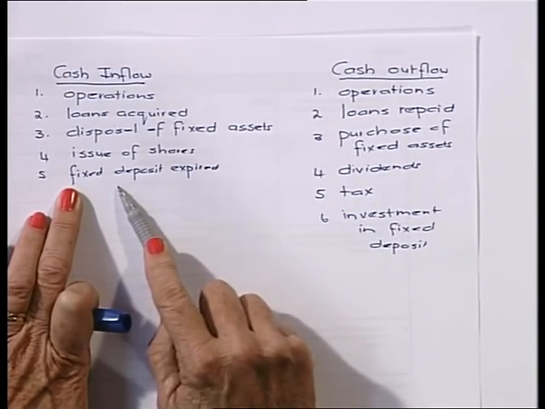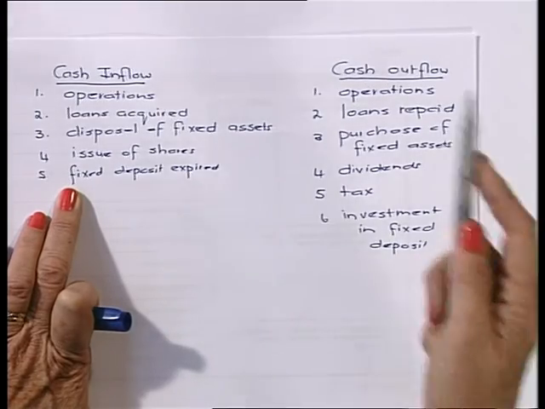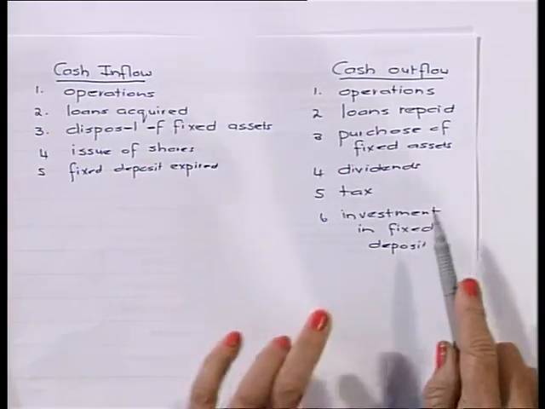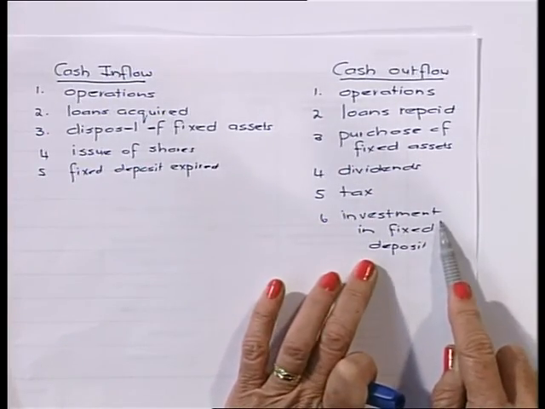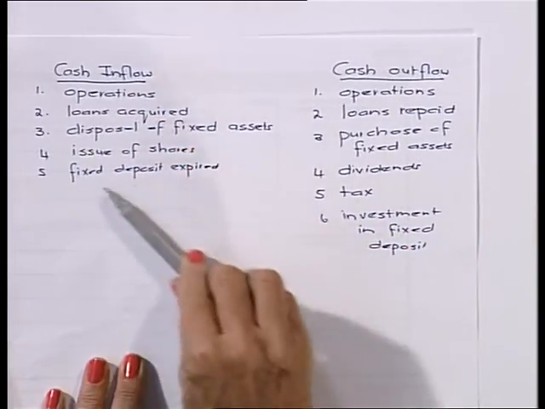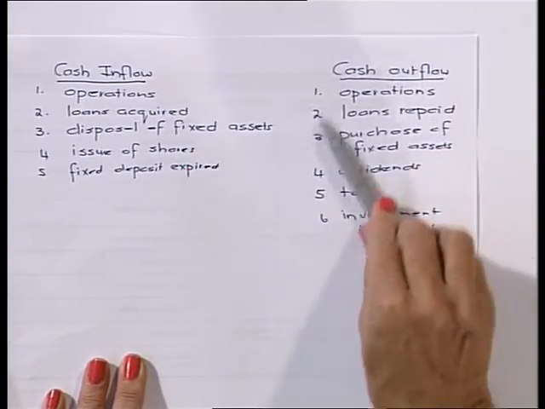and the next one, when we got a fixed deposit which expires, the money comes back into our bank account, so it's going to be an inflow. But when we start with a fixed deposit, it's going to be an outflow of cash. So these are the main inflows of cash. These are the main outflows of cash. Now we go back to our answer sheet.